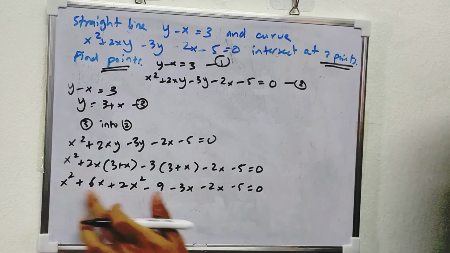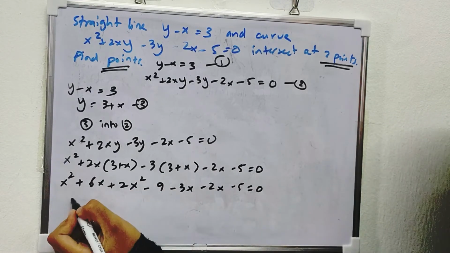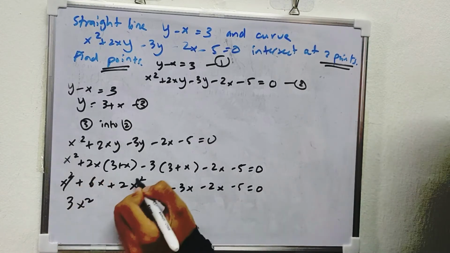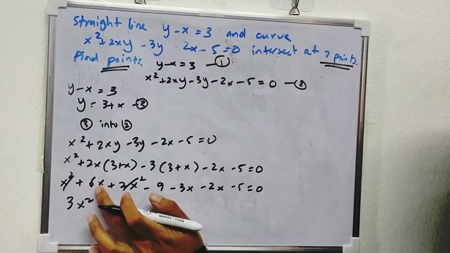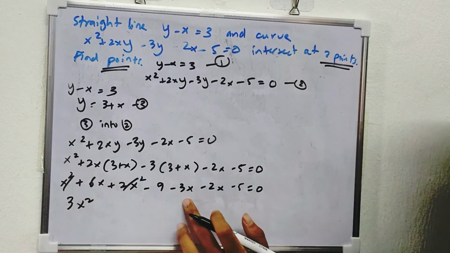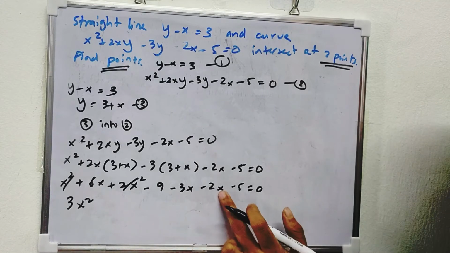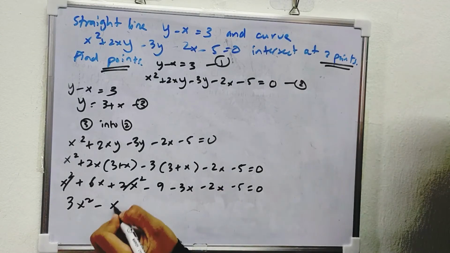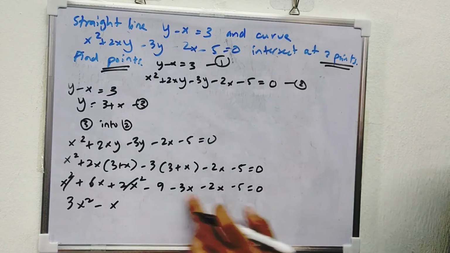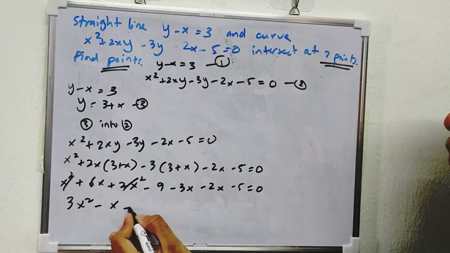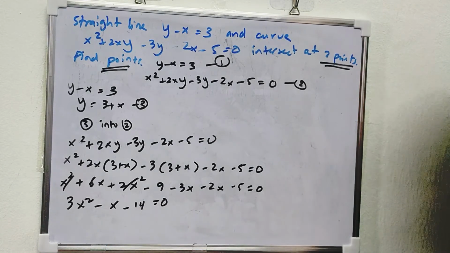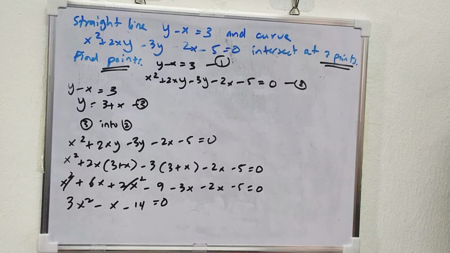So x squared plus 2x squared is 3x squared. Then 6x minus 3x is 3x, minus 2x is x. And negative 9 minus 5 is negative 14, equal to 0. So we can use a calculator to factorize: 3, 1, negative 14.